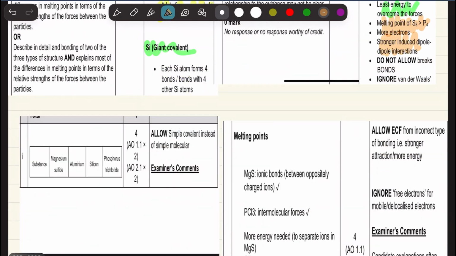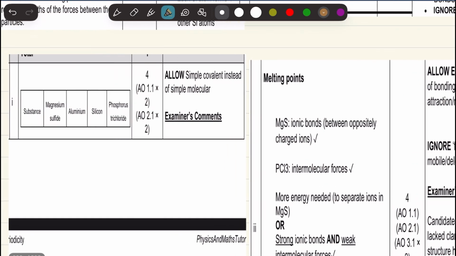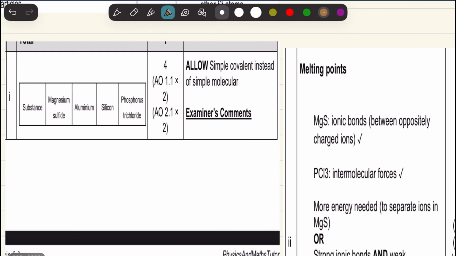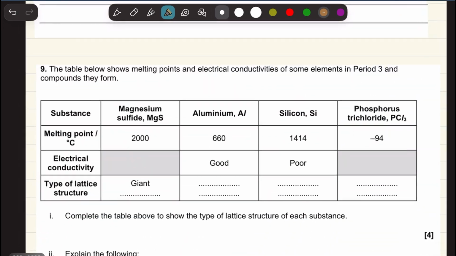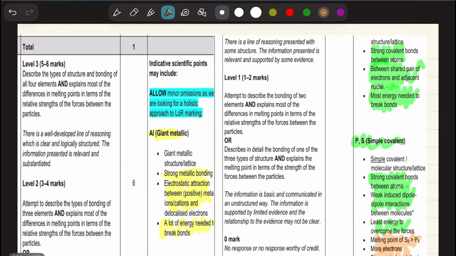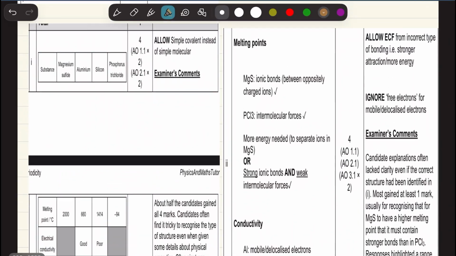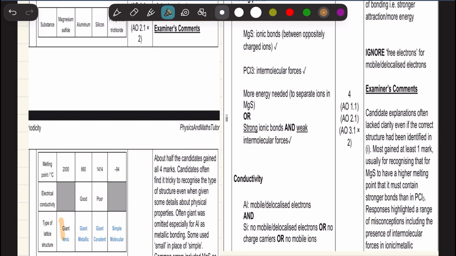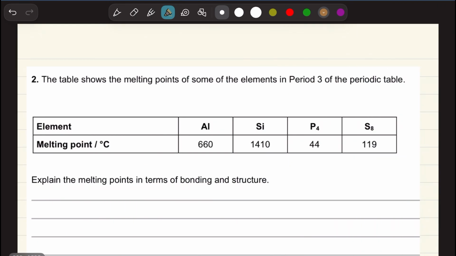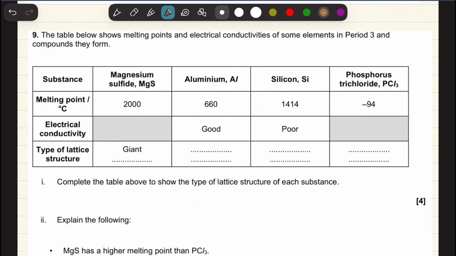Cool. The next question was to fill out that table, I believe. Let me check. Yeah, to complete that table. So we have the headings, and then you just need to name them. Giant ionic, giant metallic, giant covalent, simple molecule. You do need to know that. So silicon, giant covalent; phosphorus trichloride, simple molecule; aluminium, metal; and then magnesium sulfide, ionic.